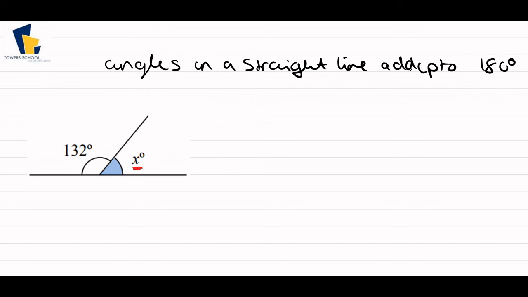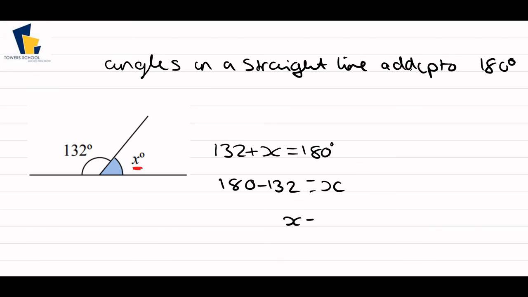So we know that 132 plus x is equal to 180 degrees. So all I need to do is take the angle that we know away from 180. This will give me the value of x. So if I do 180 minus 132, I get that x is equal to 48 degrees.